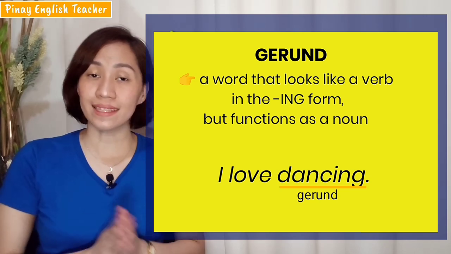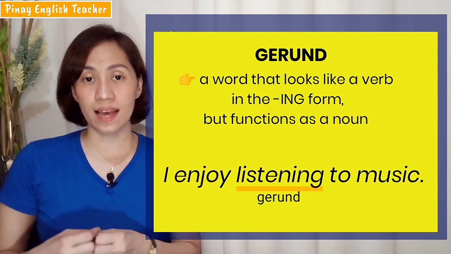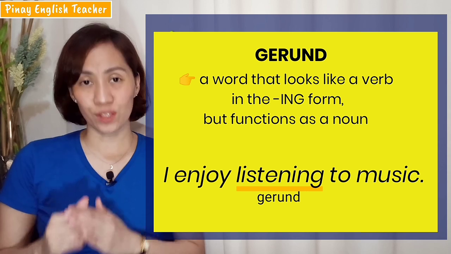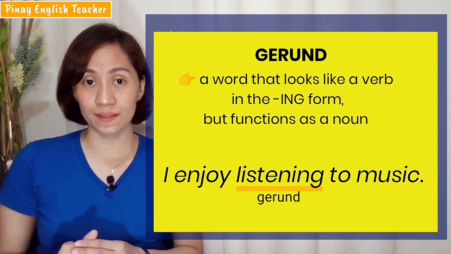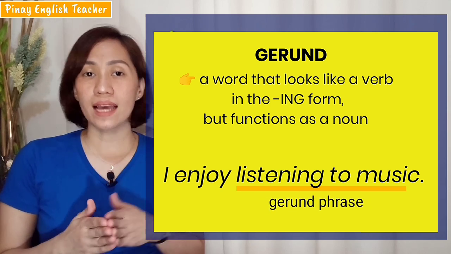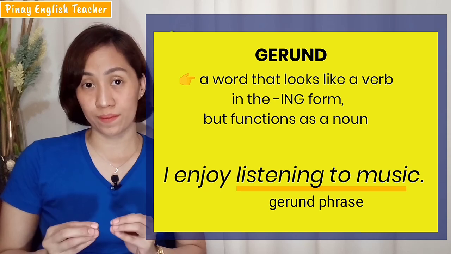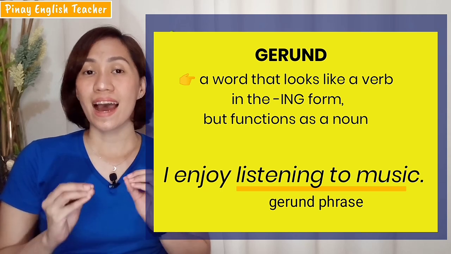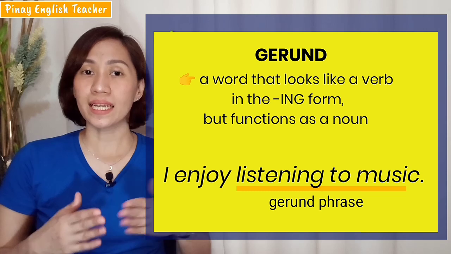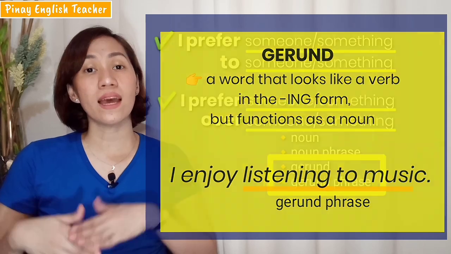I love dancing. I enjoy listening to music. Yung listening sa sentence na yan ay hindi verb. Although it looks like a verb in the ing form, it does not function as a verb in that sentence. It functions as a noun, okay? So, yung listening to music ay isang halimbawa ng gerund phrase because it starts with a gerund. Again, yung listening dyan ay isang gerund. It's the act of listening to music. Pakikinig sa musika. And of course, yung verb sa sentence na yan is enjoy.